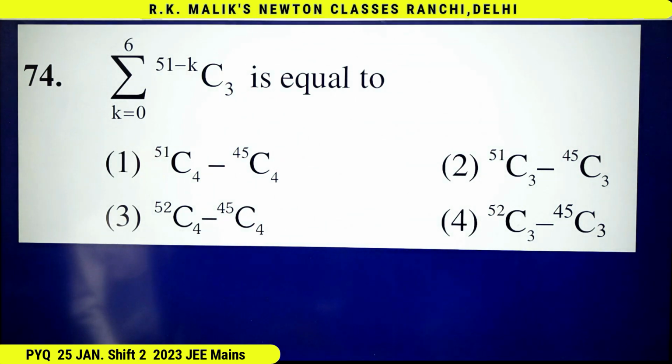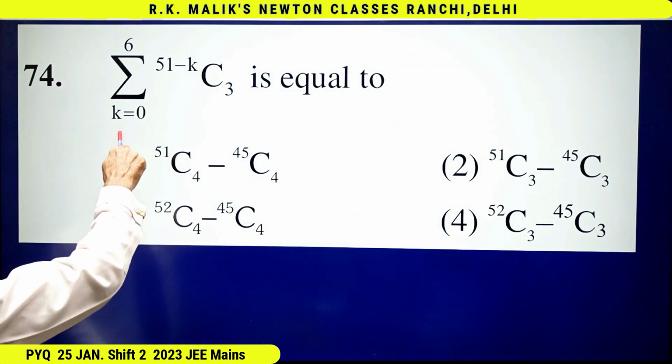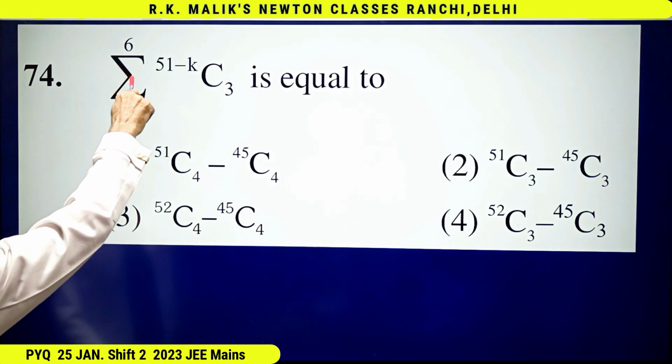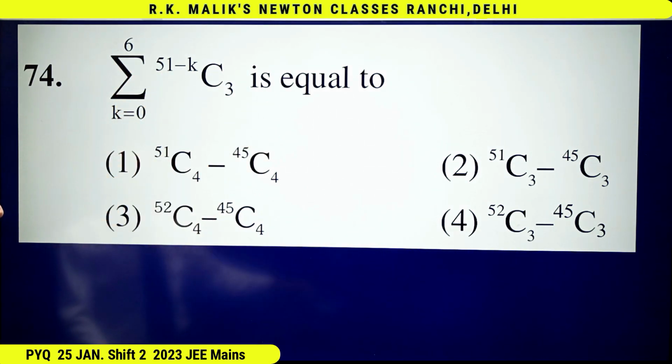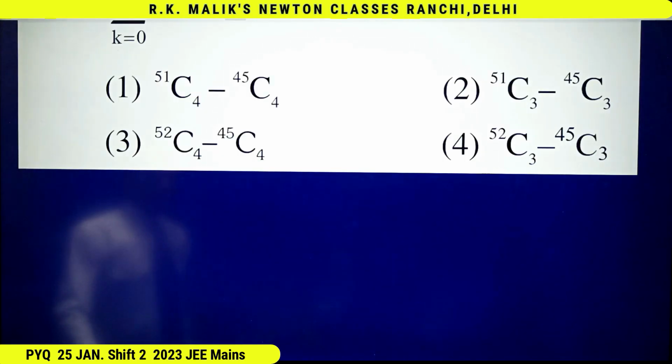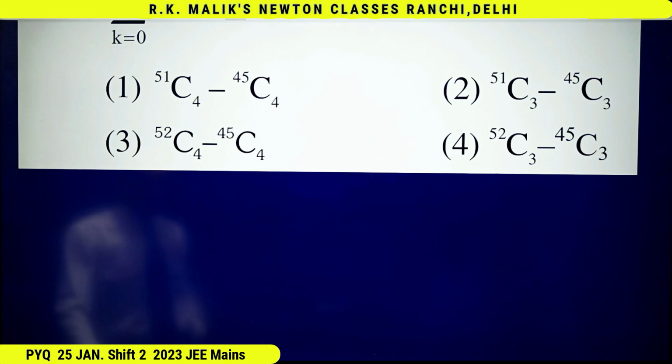In this question, it is given that the sum of (51 − k)C3 for k equal to 0 to 6 is equal to, you have to find the correct choice. Before I do this question, I would like to tell you that remember this formula.